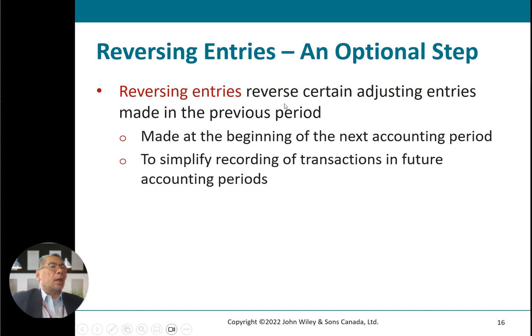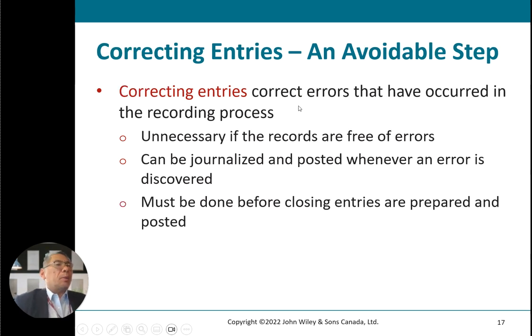Reversing entries reverse certain adjusting entries made in the previous period. For example, if you make a mistake, then you can reverse it. They are made at the beginning of the next accounting period to simplify recording of the transaction in the future accounting period. It corrects errors that have occurred in the recording process. Unnecessary if the records are free of errors, which can be journalized and posted wherever the error is discovered. Must be done before the closing entries are prepared and posted.